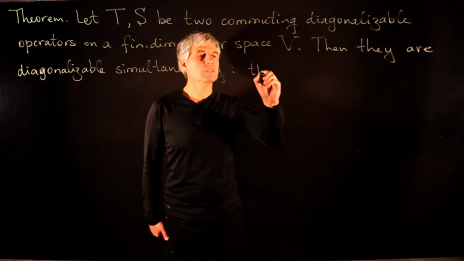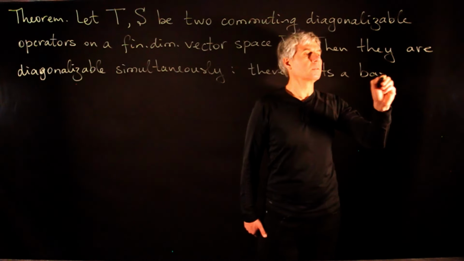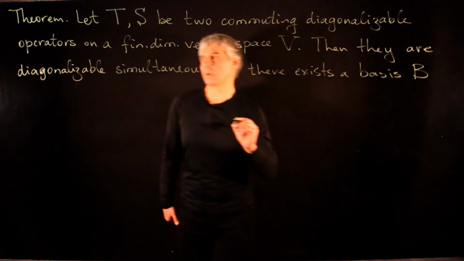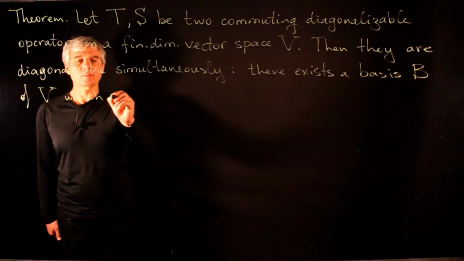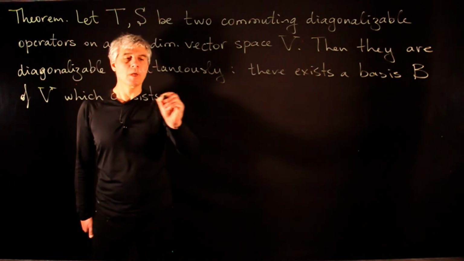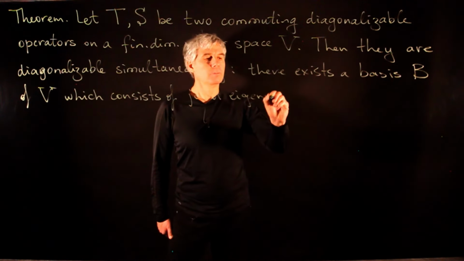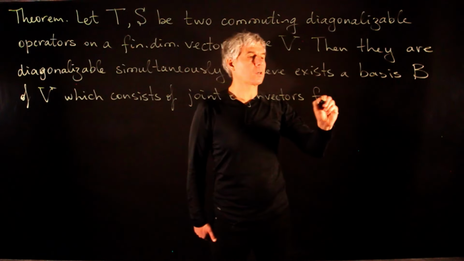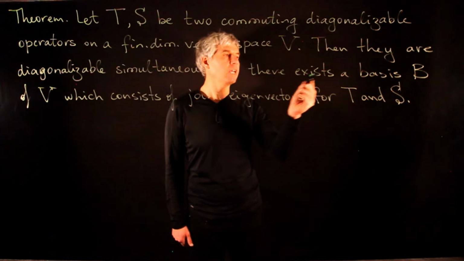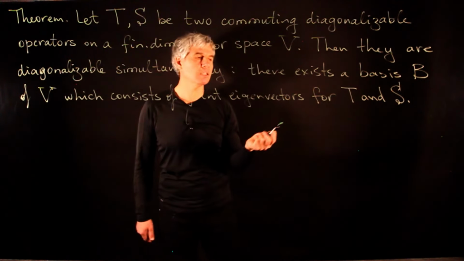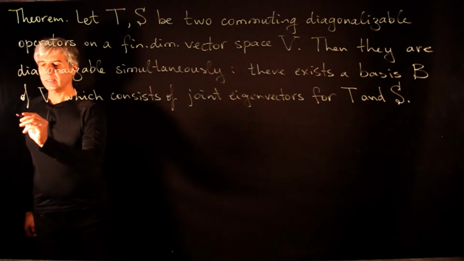which means that there exists a basis B of the vector space V, which consists of joint eigenvectors for T and S. So which means that each eigenvector from this basis is simultaneously an eigenvector for T and an eigenvector for S. Let us give a proof.